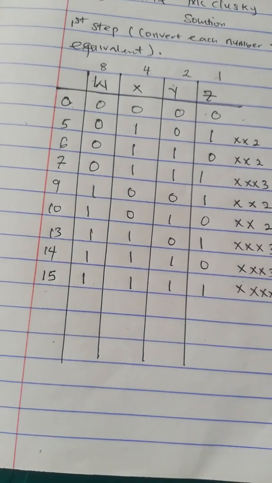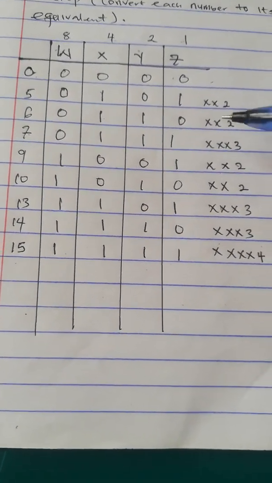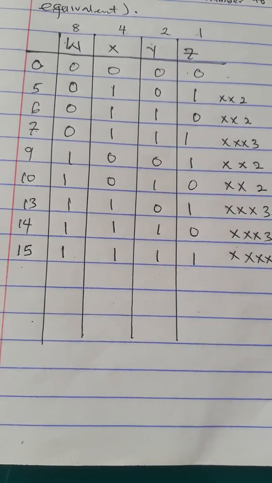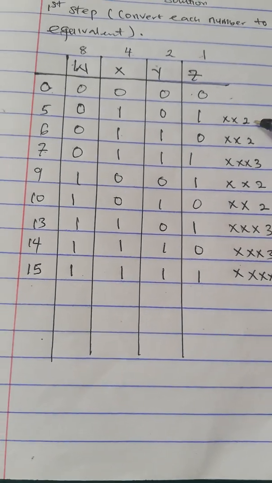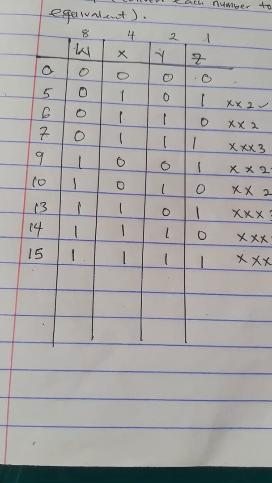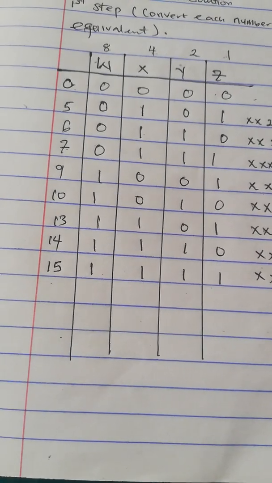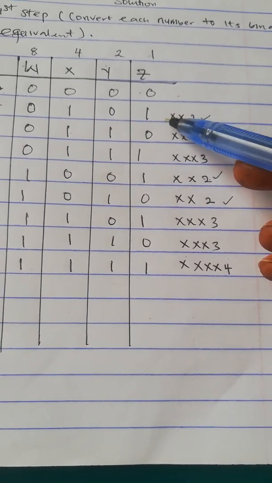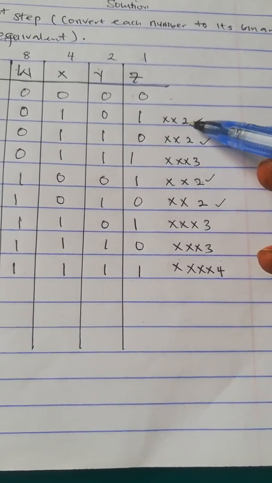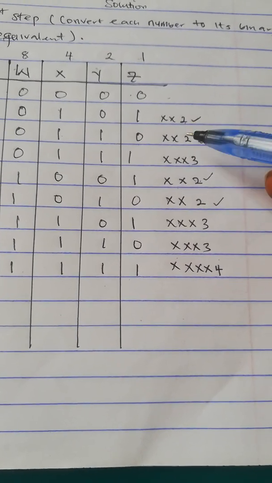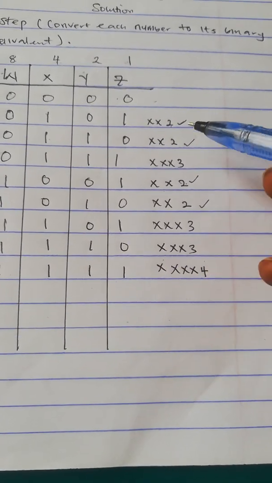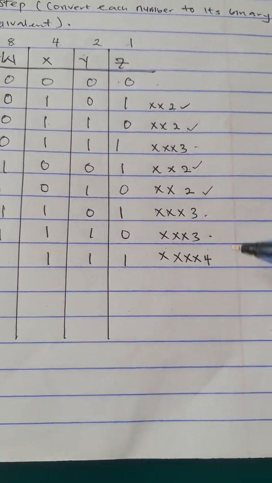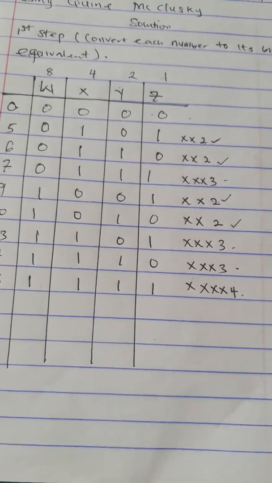Now the next step is to group all those with two 1s together and those with three 1s together, and the one with four you leave out. Those with two 1s, you group them together, like this one, this one, this one, this one. Those with three will be together, and you leave 4 out. Now let's draw the table for that.